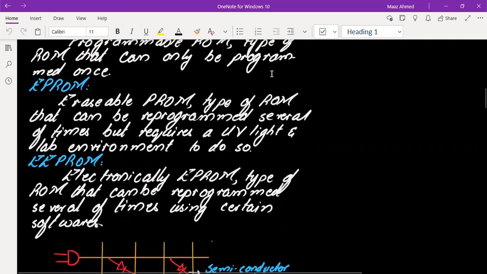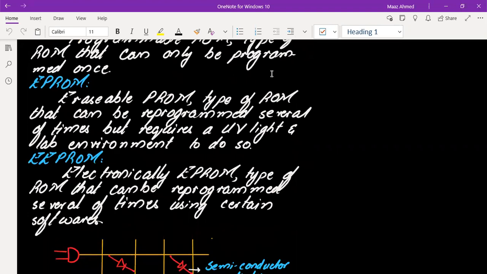Coming towards the EEPROM, it's an electrically erasable programmable read-only memory. That means it is a type of ROM that can be reprogrammed again and again. But to reprogram it, we just require certain software, and that is known as EEPROM. Am I clear till over here, guys? Yes, sir. Okay.